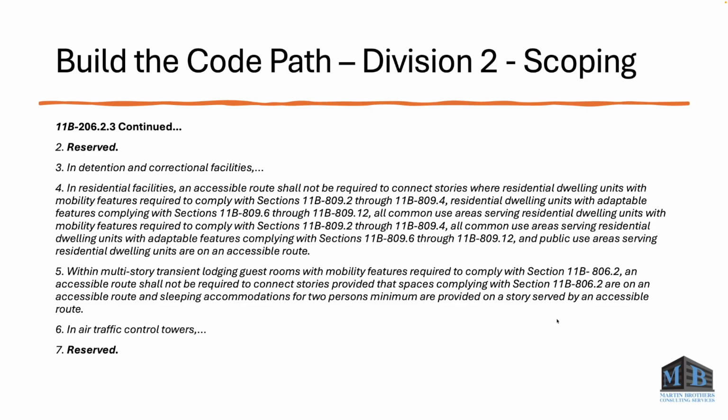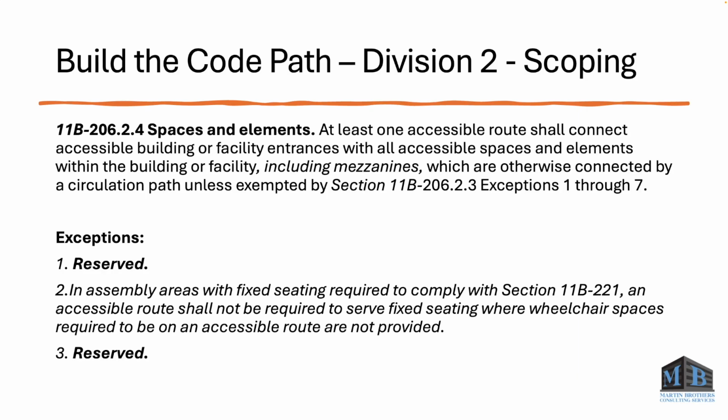Let's keep going. 11B 206.2.4, spaces and elements. At least one accessible route shall connect accessible building or facility entrances with all accessible spaces and elements within the building or facility, including mezzanines, which are otherwise connected by a circulation path unless exempted by section 11B 206.2.3, exceptions 1 through 7. Those are the ones we just read in the previous 2 slides. So this is basically saying that everything within your facility must be connected to an accessible route leading to the entrance, or which is connected to a route that leads to the entrance.